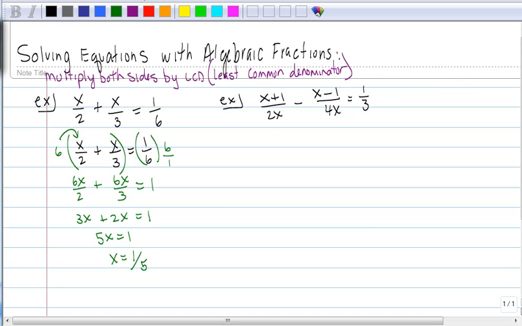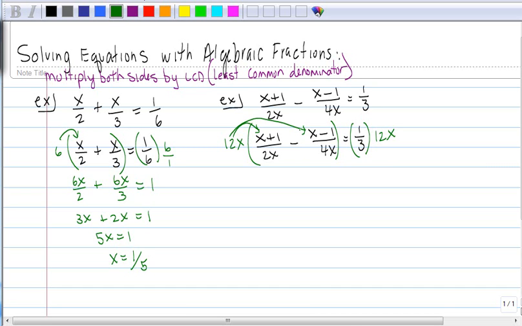So our second example, a little tougher. The LCD between the three fractions would be, well, the numbers would be 12, and we also have an x, so 12x. So let's multiply both sides by 12x. Doing this is a little more tricky because we have two terms inside here, so we still have to use the distributive property.